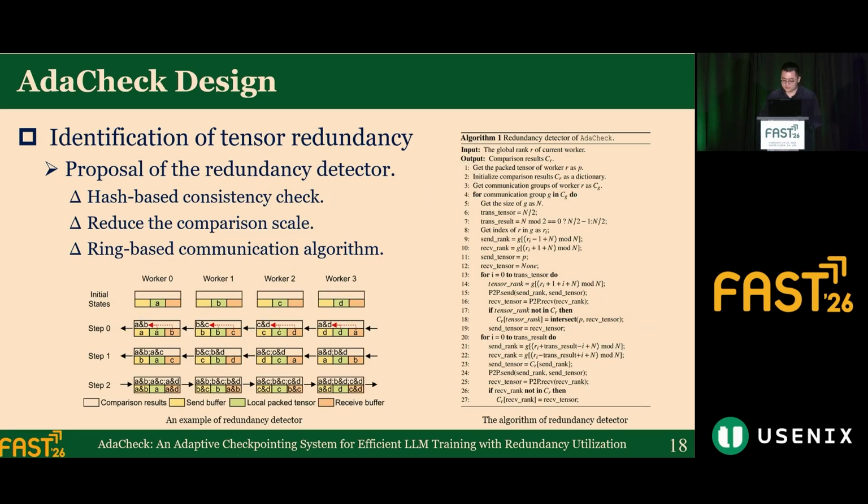To efficiently obtain tensor redundancy, we propose a tensor redundancy detector. This detector first hashes the value of each tensor, then aggregates all hash values from a device into a packed tensor. This tensor is exchanged among devices to determine tensor redundancy. To accelerate this comparison process, we implement 2 optimizations. First, comparisons are performed only among devices in the same communication group. Second, a ring-based communication algorithm is applied to reduce redundant comparisons.